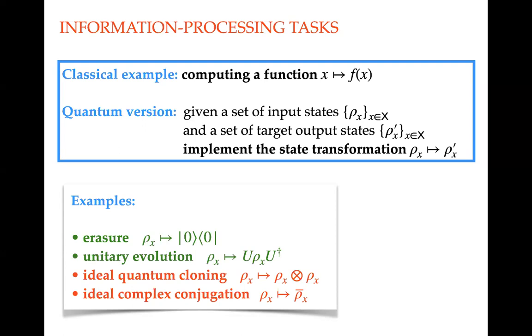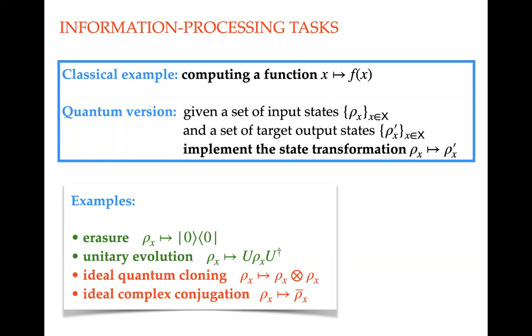You want to map unitarily the density matrix. So these are tasks that we can implement in principle with absolute perfect accuracy. And there are also some tasks that you can define, like cloning, like perfect quantum cloning, that are well defined as information processing tasks in abstract, and in practice they cannot be realized in the laboratory because they are forbidden by the laws of quantum mechanics.